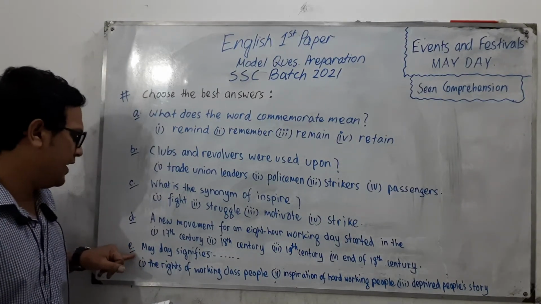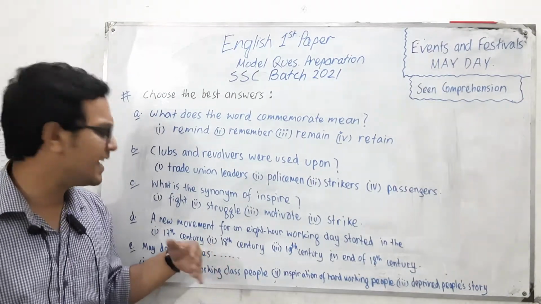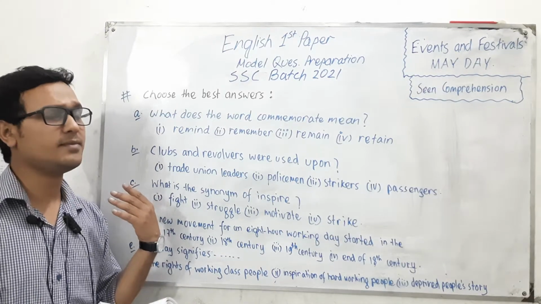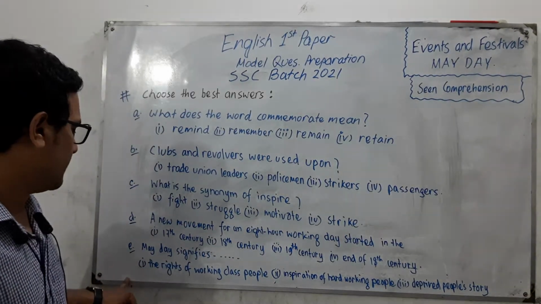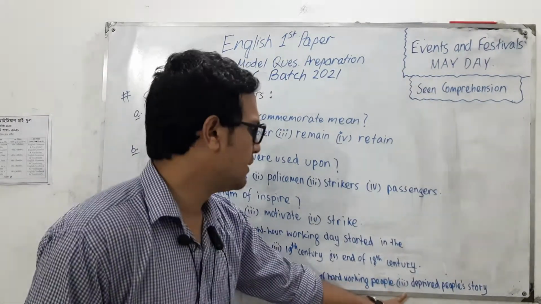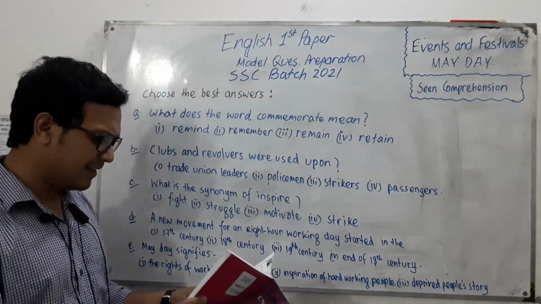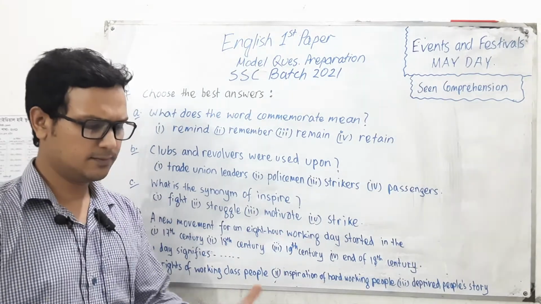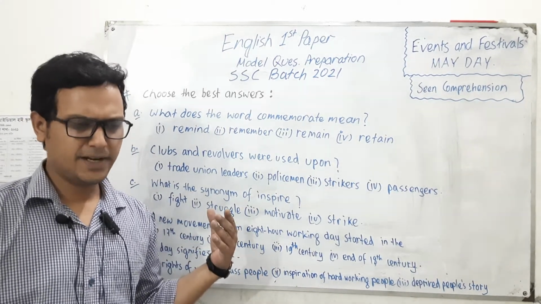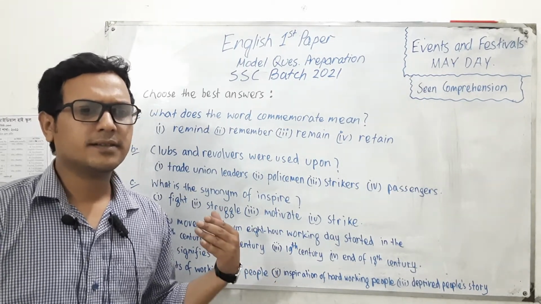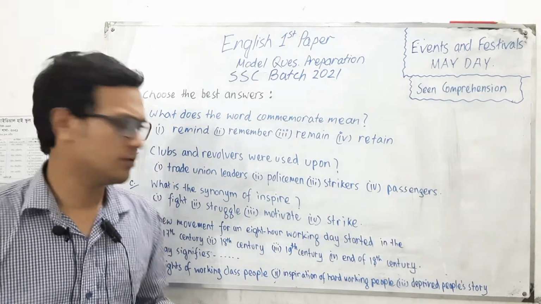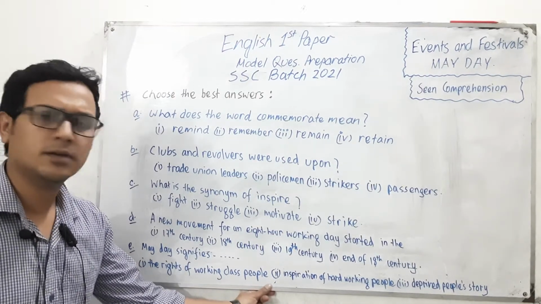Question number E. May Day signifies. Signifies means what May Day explores, describes, or portrays. The answer choices are: number 1, the rights of working class people; number 2, inspiration of hard working people; and number 3, the deprived people's story. We can get the answer from the passage that May Day, or International Workers' Day, talked about the significant event of how working class people established their rights, especially for an 8-hour working schedule. So number 1, the rights of working class people, is the right answer.